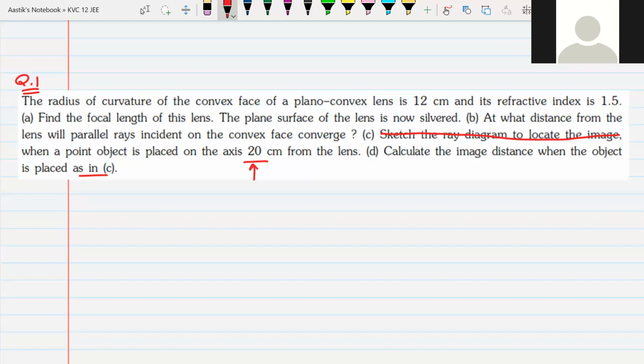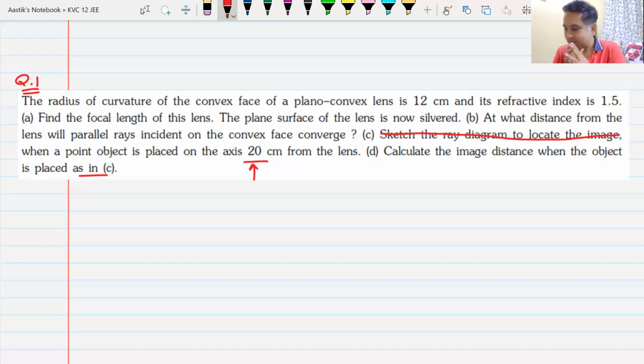Sir, focal length is plus 24 centimeters. Okay, yes, focal length of the lens is 24. Right, correct. Sorry, I thought you were giving your second answer. Focal length of the first lens is 24. Correct. First part is correct. What about the second one?